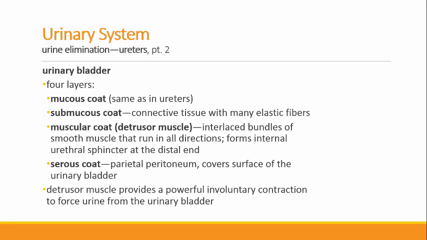Deep to the, or superficial to the mucus coat is the submucous coat. This is a connective tissue layer that has lots of elastic fibers, again allowing the distension that we associate with a full bladder to occur. Then external to the submucous coat is the muscular coat. It's also referred to as the detrusor muscle, so that's the name of the muscle that forms the bulk of the urinary bladder wall. And it is built of bundles of smooth muscle that run in all directions.